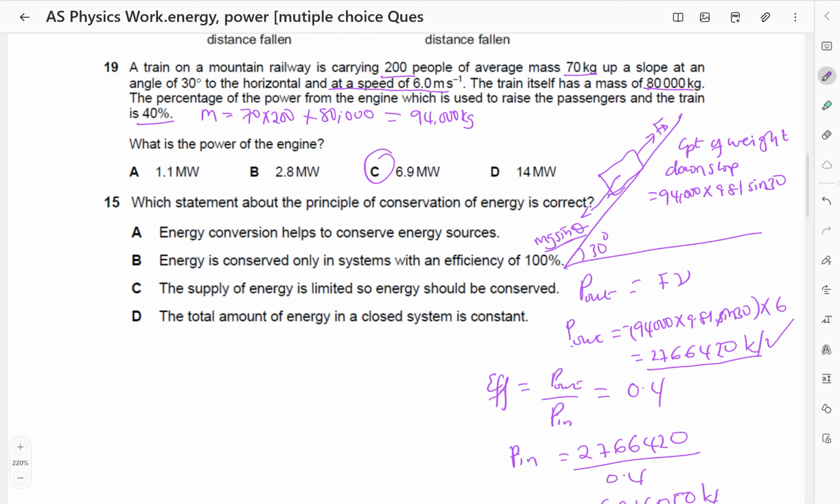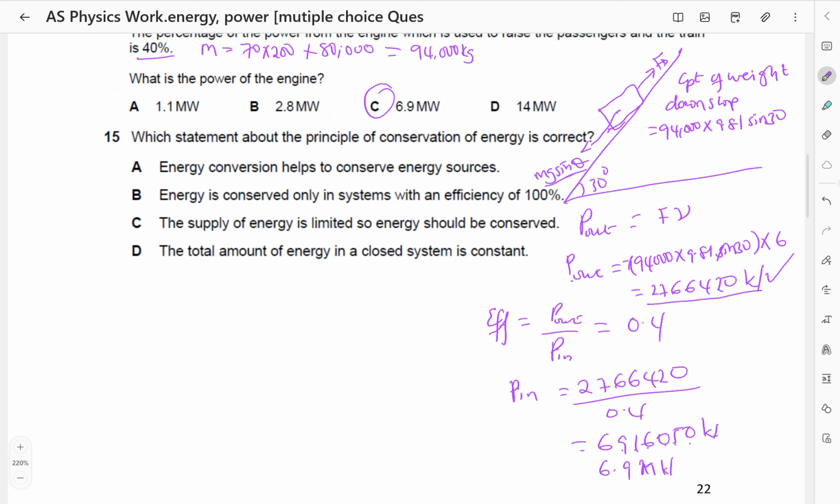So if that is the power output, how much power input did we need? That's what we are trying to find here. So the power input, which is the power coming from the engine, is going to be equal to 6.9 megawatts.